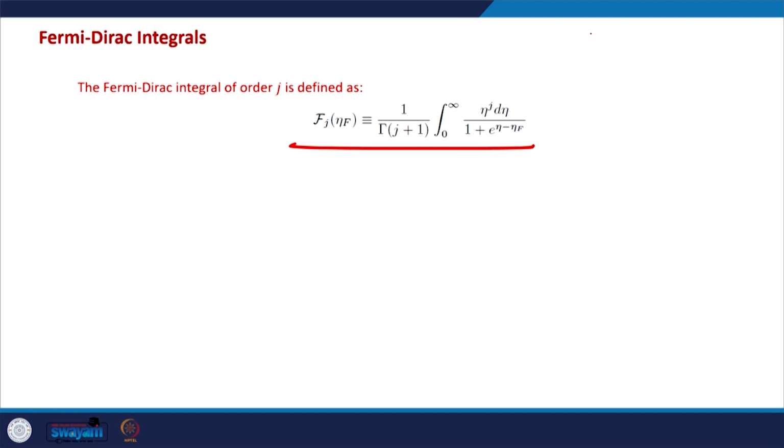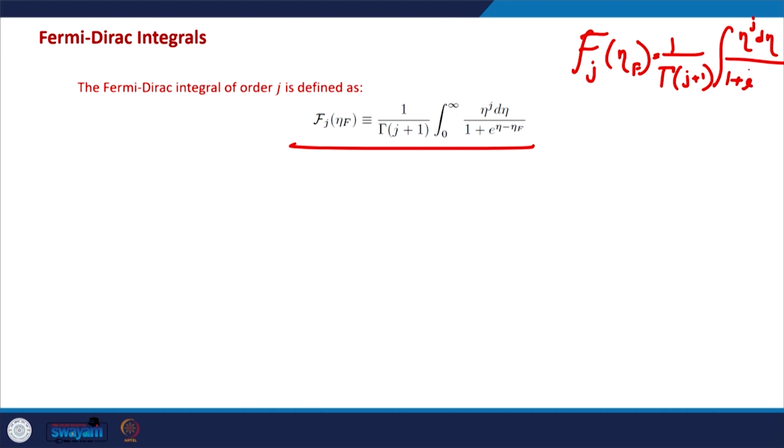A Fermi-Dirac integral function of order j is defined as 1 divided by gamma function of j plus 1 integral over eta power j d eta divided by 1 plus exponential eta minus eta f. This is how a Fermi-Dirac integral function of order j is defined.